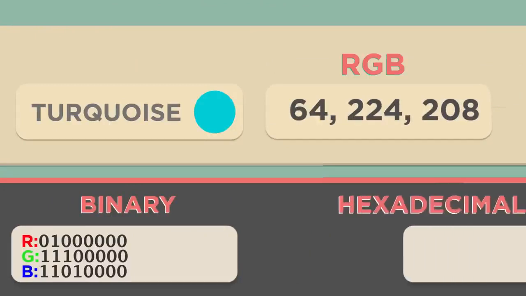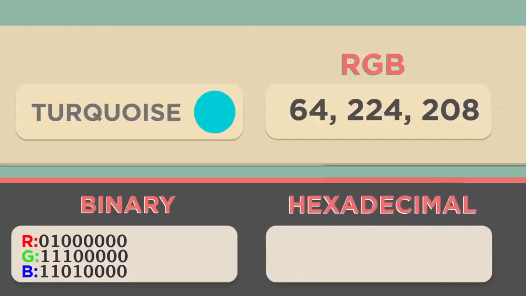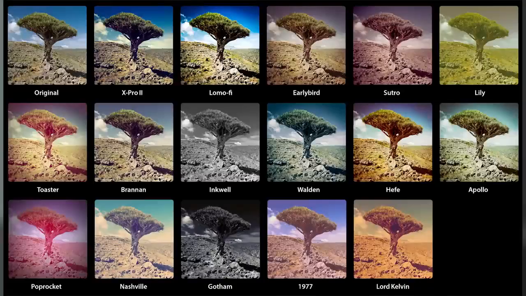So rather than binary, digital artists often use the hexadecimal number system to represent colors. So we can represent the same color turquoise using only 6 hexadecimal digits, so 40, E0, D0, which is a lot shorter.